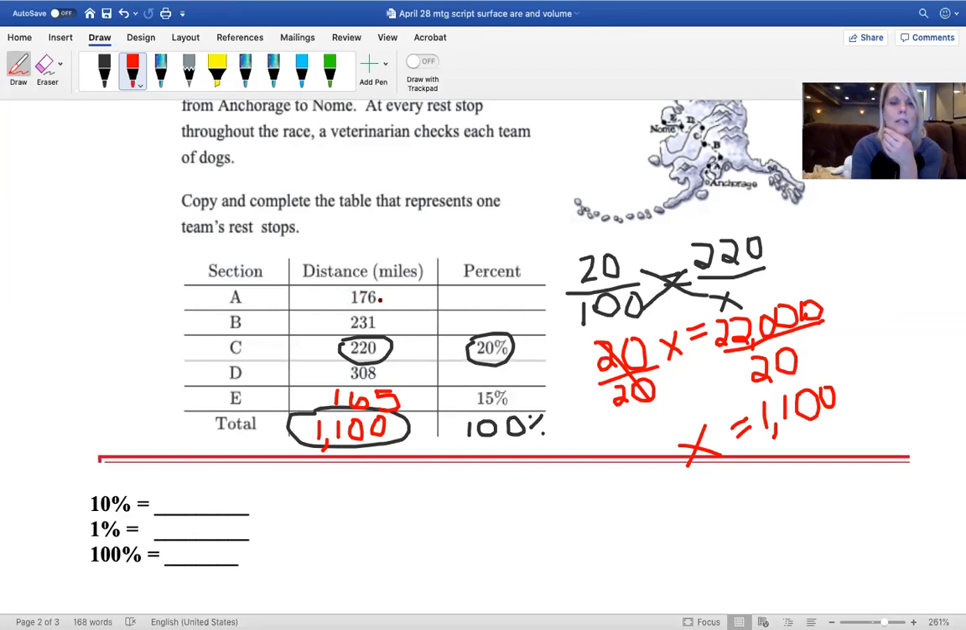So I have the distance is 176 miles. We have to find what percent is 176 miles if you have a total miles of 1,100. So what would be our two sides of our equation here? What do we know? So we're just going to do A really quick. I know it's 176 miles. I know the total miles is 1,100. We're solving for the percent. So what equals what? Don't tell me an answer, but tell me how my two fractions will be set up.